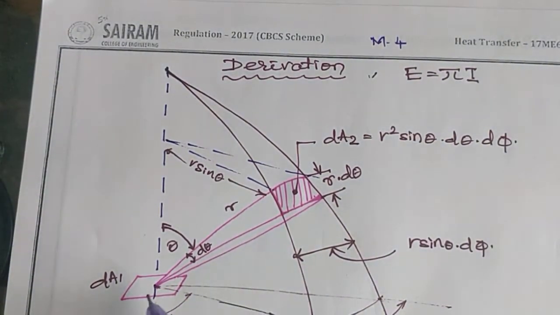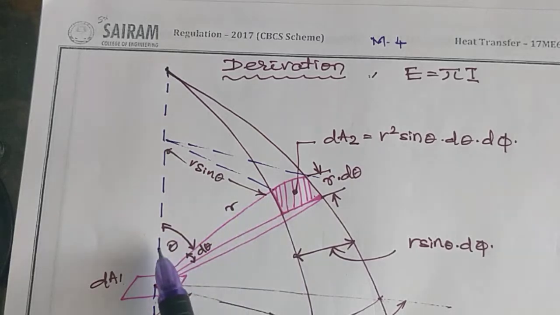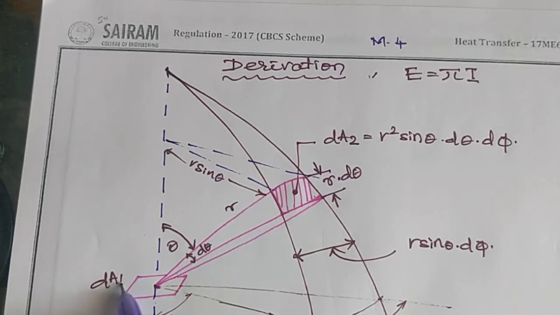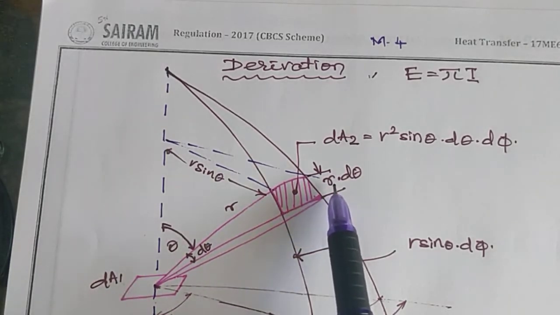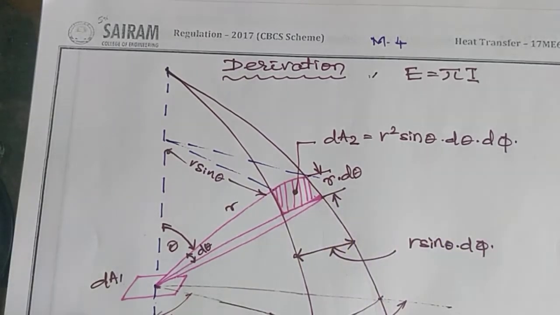Here we have the elementary surface area A1 and elementary surface area A2. We have considered the hemisphere surface, and a very small elementary area at A1 and A2. Okay, so let us start to derive the equation.